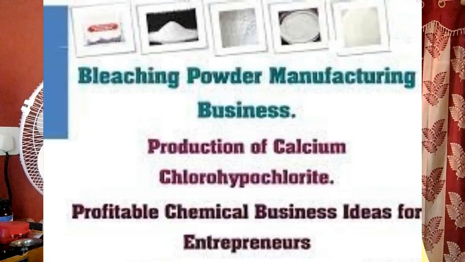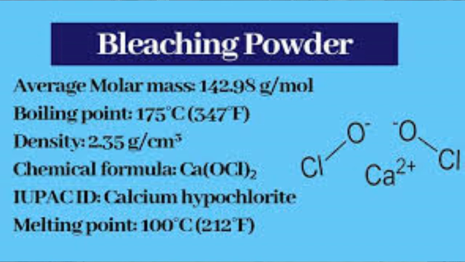And the next point is what is the main ingredient of bleaching powder. The hypochlorite ion, OCl, is the active ingredient in bleaching powder. Next point is which metal is used in bleaching powder. Calcium is mostly used in bleaching powder.